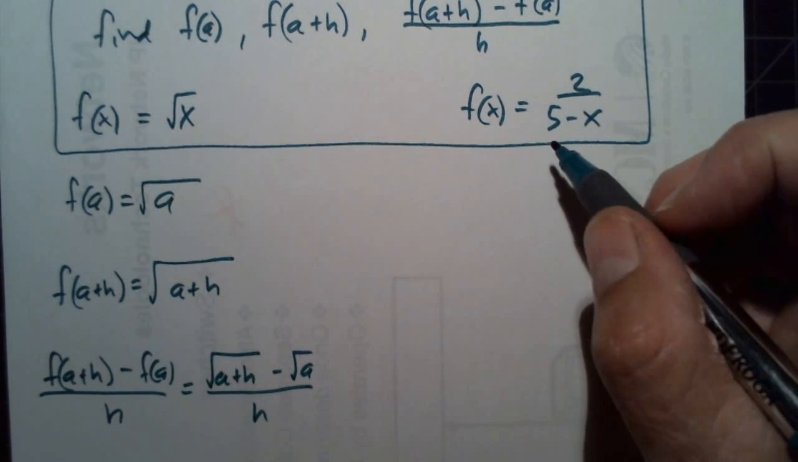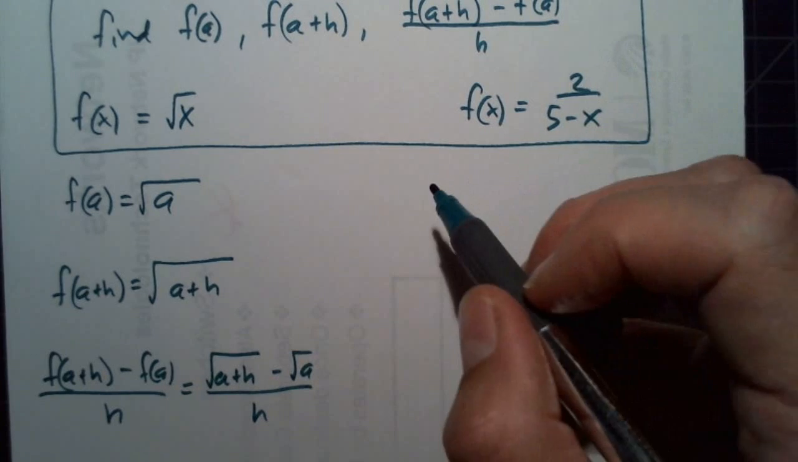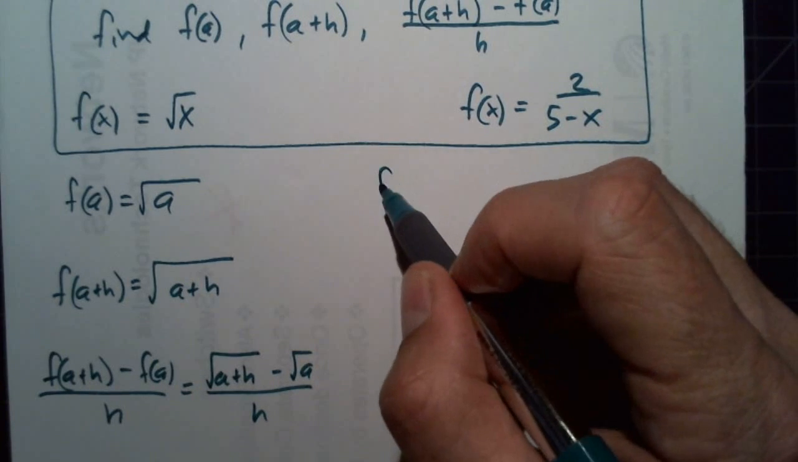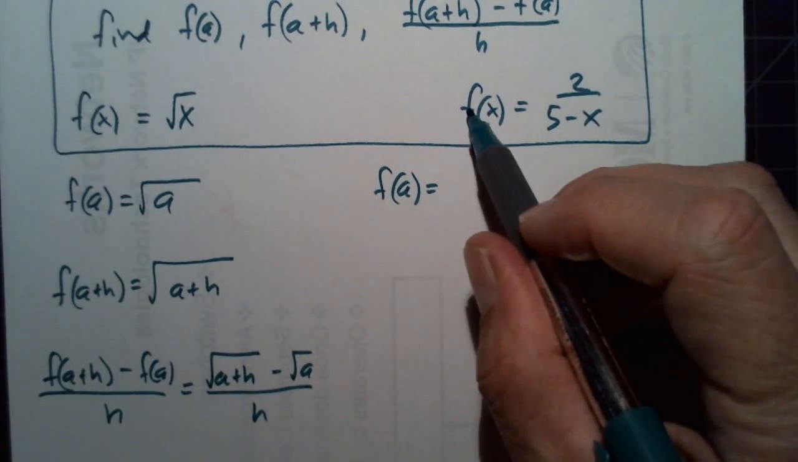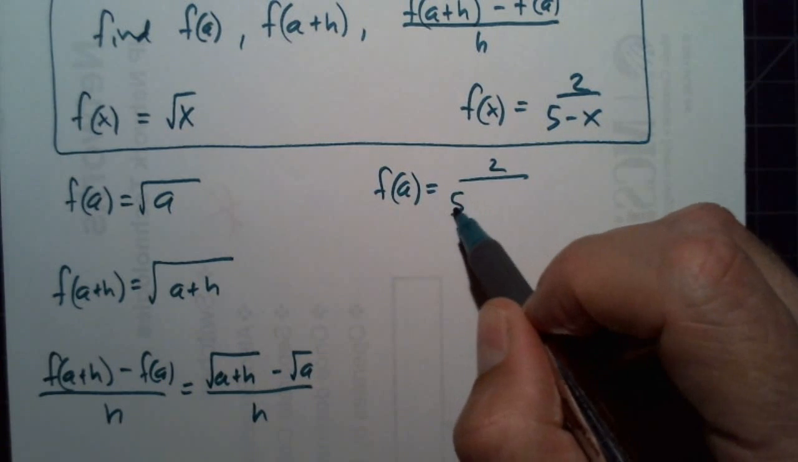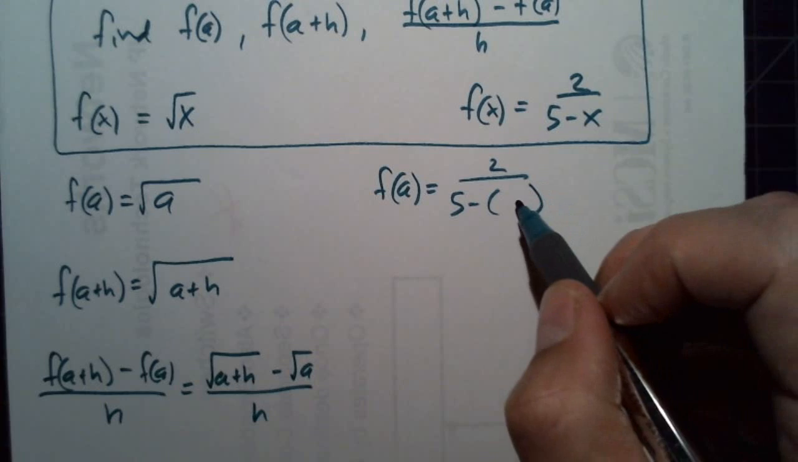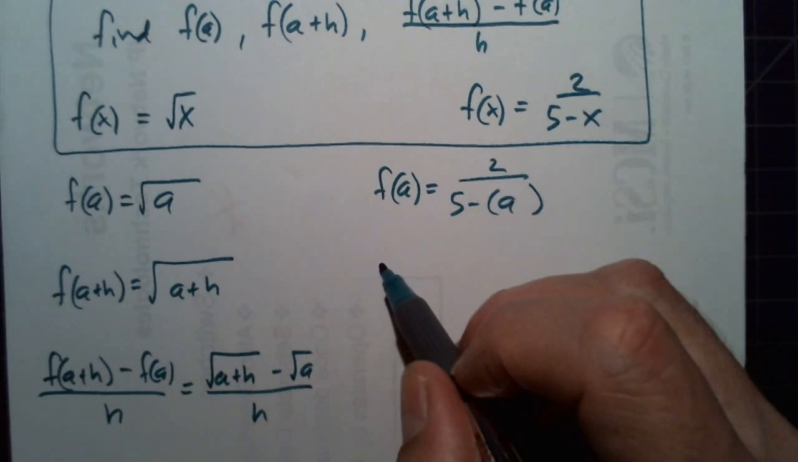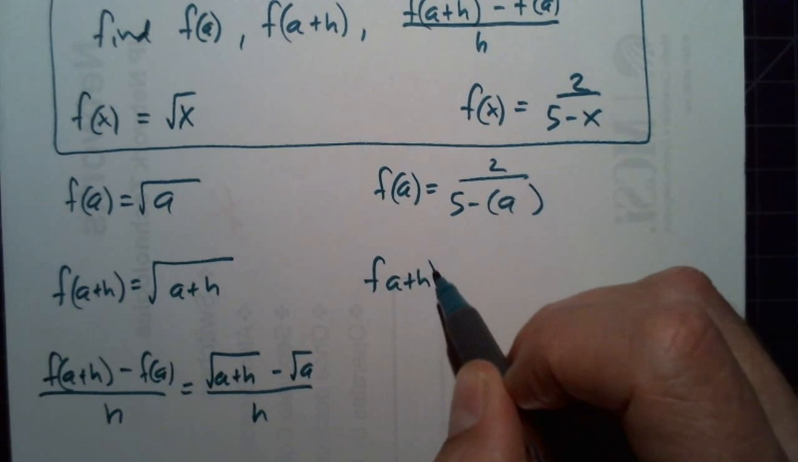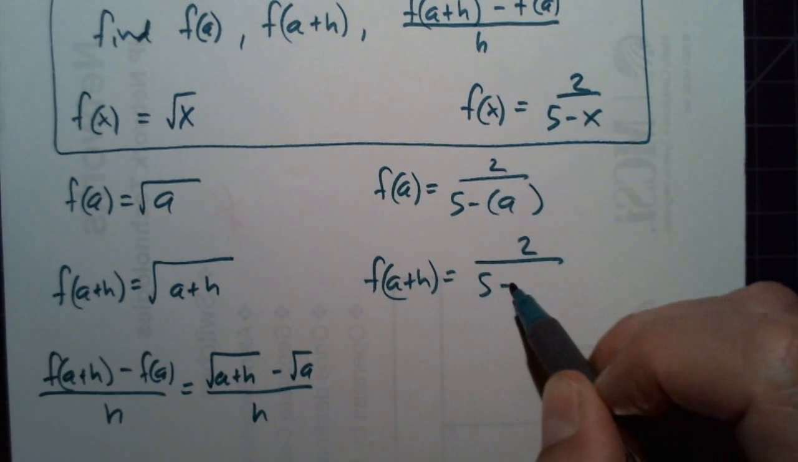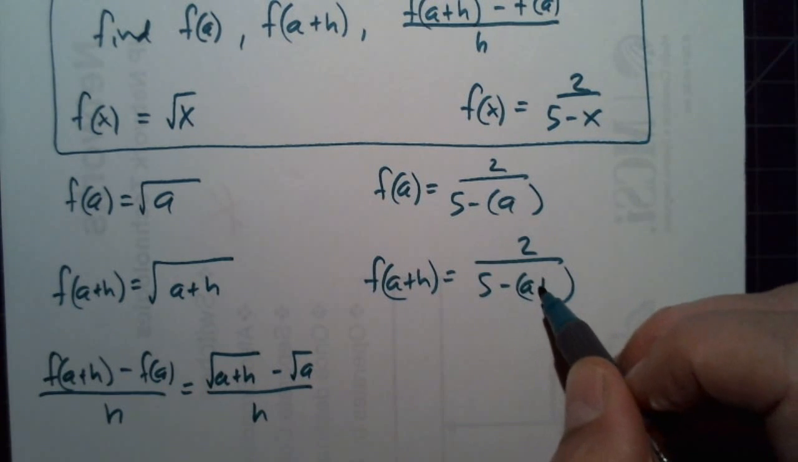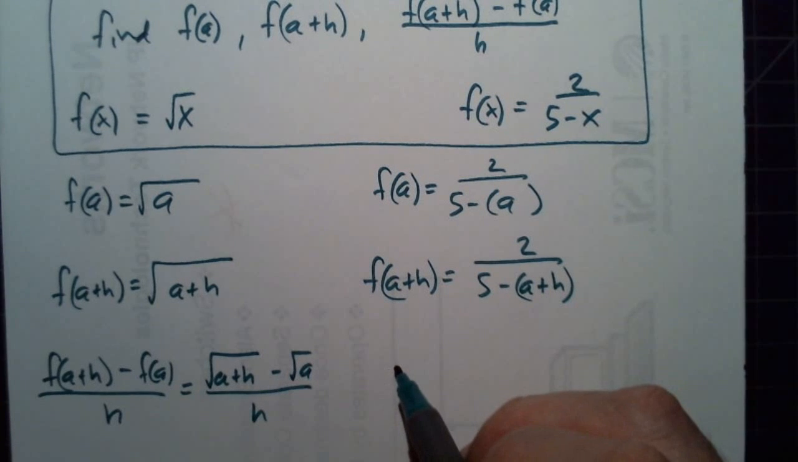Okay, so let's try this one. We'll have f of a is going to be copy f, 2 over 5 minus a. In the space you put a. Then we'll do f of a plus h. Copy f, 2 over 5 minus a, and we'll do a plus h.